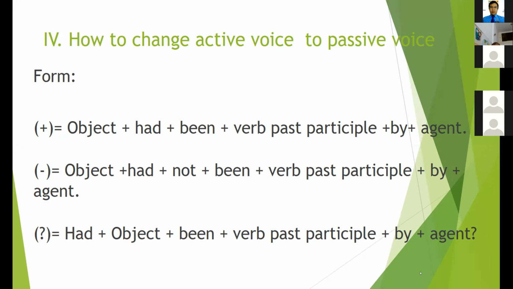Number 4, how to change active voice to the passive voice. Here is the form that we use to change active voice to passive voice. The positive form: subject plus had plus been plus verb participle plus by plus agent. The negative form: object plus had plus not plus been plus verb participle plus by plus agent. And the question form: had plus object plus been plus verb participle plus by plus agent and question mark. Please, next slide.